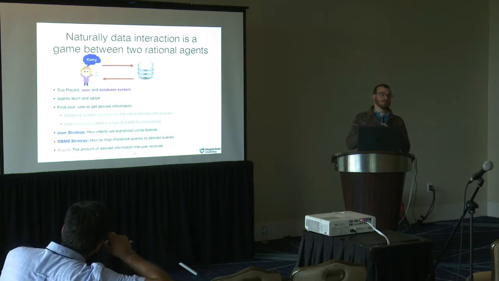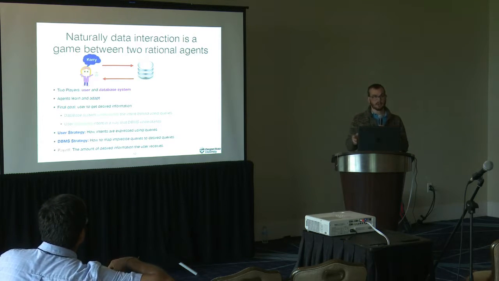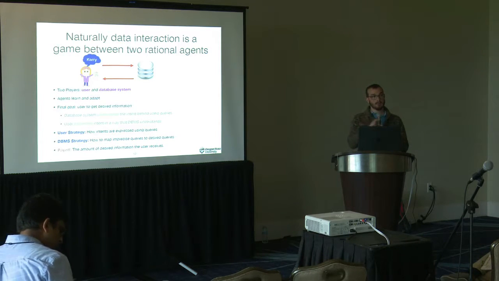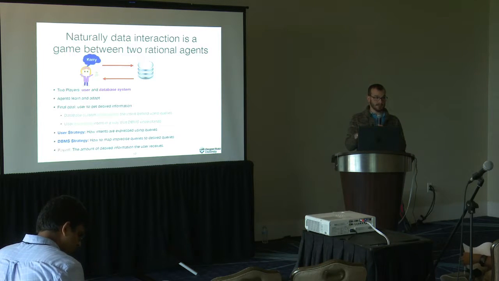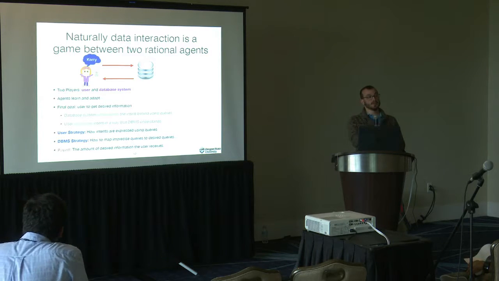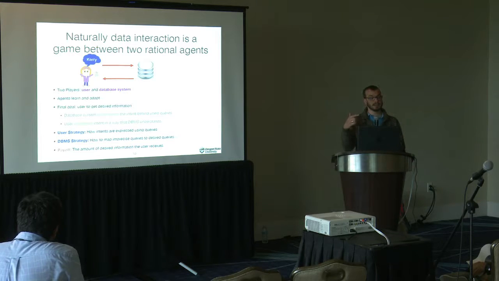So this interaction between the user and the database system can naturally be modeled as a game between these 2 rational agents. And both of these agents are going to learn and adapt. The final goal of this interaction is they both want the user to get the desired information. And the database system does this by it needs to understand the intent behind the user's queries, and the user needs to be able to express what they're thinking about, their intent, in a way that the database system is actually going to be able to understand it.